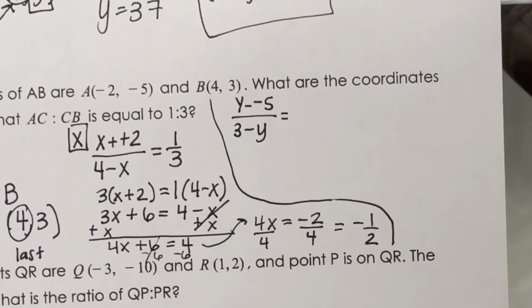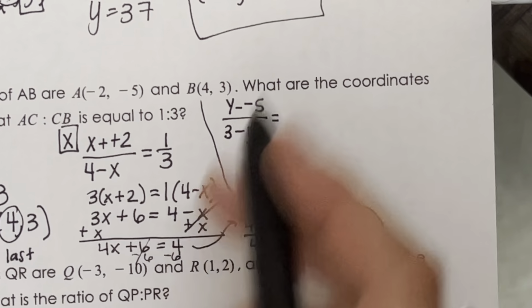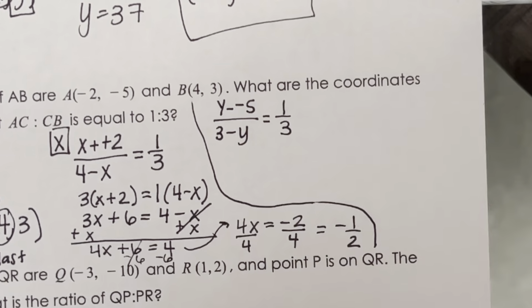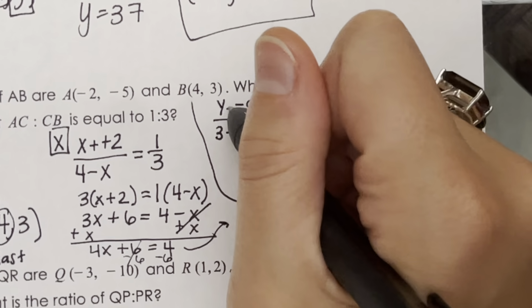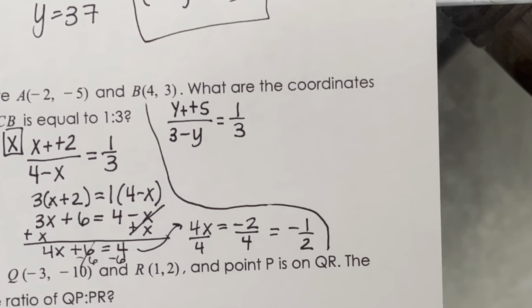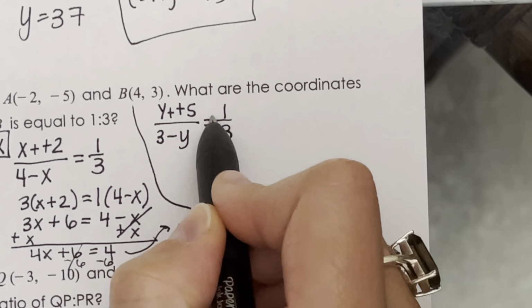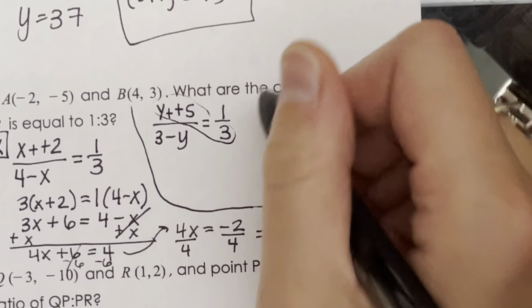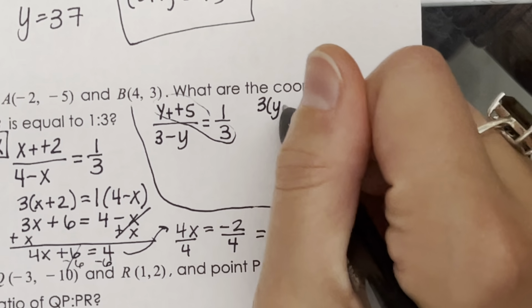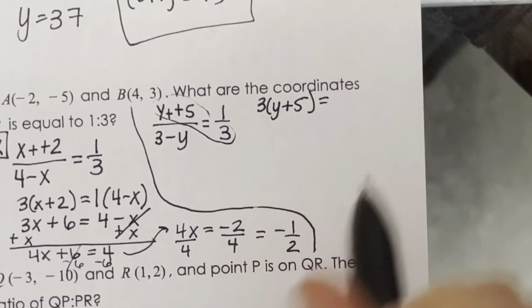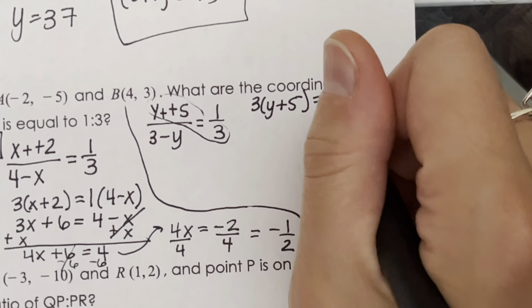Again, set it equal to my ratio, which stays the same. It's 1 over 3. Now I know minus and negative really makes this into a positive, and then I'm going to cross multiply. So 3 times y plus 5 equals 1 times 3 minus y.